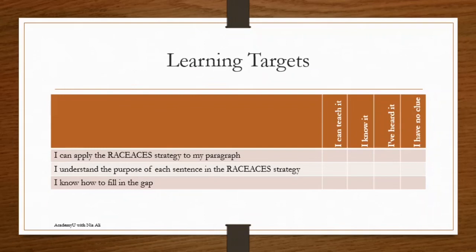Now let's go back to our learning targets. At the end of the lesson, we always go back to self-assess to ensure that we met our learning targets. In the beginning, we use the letter B. This time, we're going to use the letter A for after the lesson. You're going to self-evaluate yourself again with learning target number 1. I can apply the RACES ACES strategy to my paragraph. Can you apply what you just learned to writing?